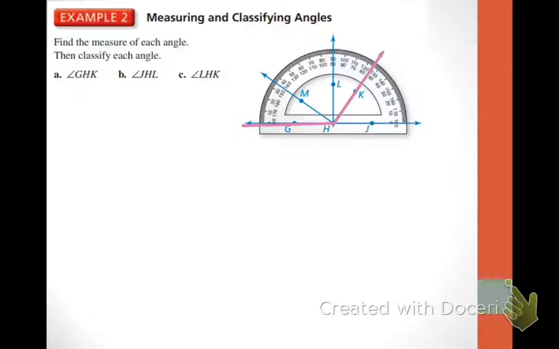All right, so my first ray, this bottom one, where is 0? Is it on the top or the bottom? The top. It's the top number. So when I get all the way to the other ray, I need to read the top numbers. Okay? It's not perfectly on 120. It's not perfectly on 130. Where does it really fall? 125. What's the distance between 0 and 125? 125. So would that be acute, right, or obtuse? Obtuse.